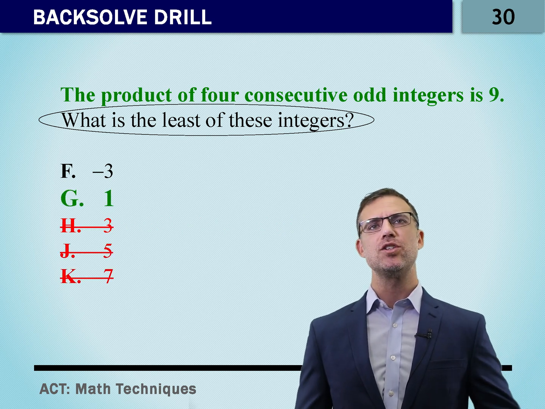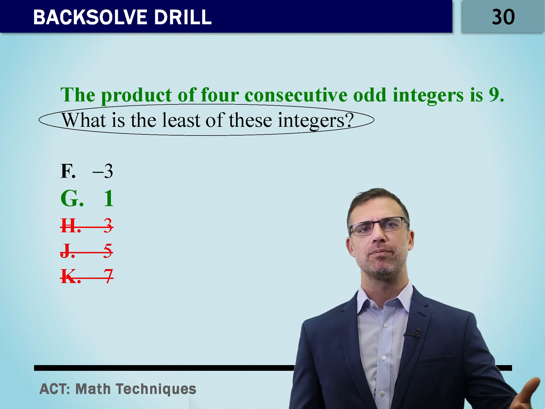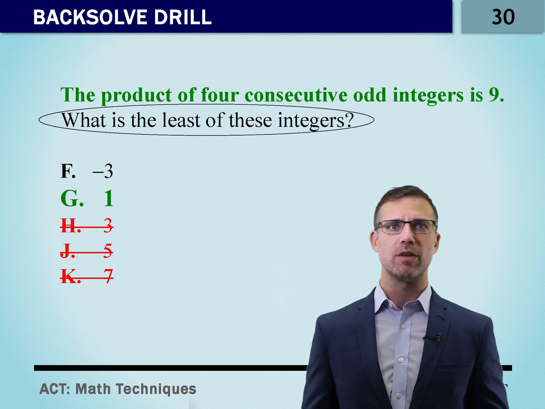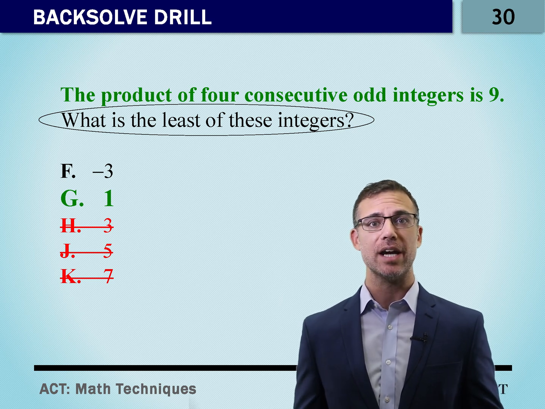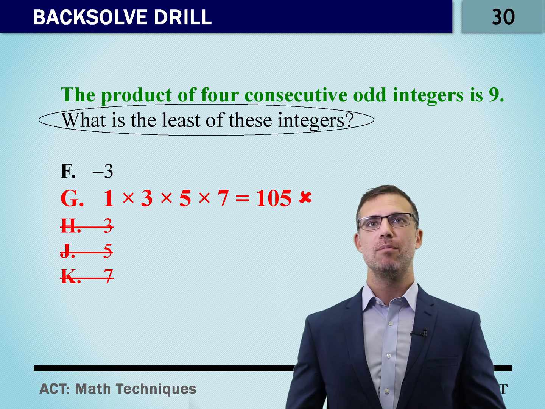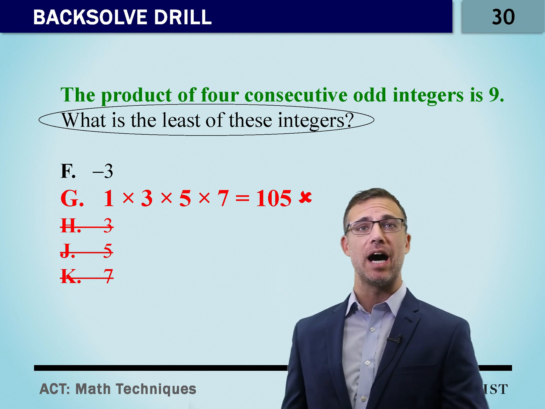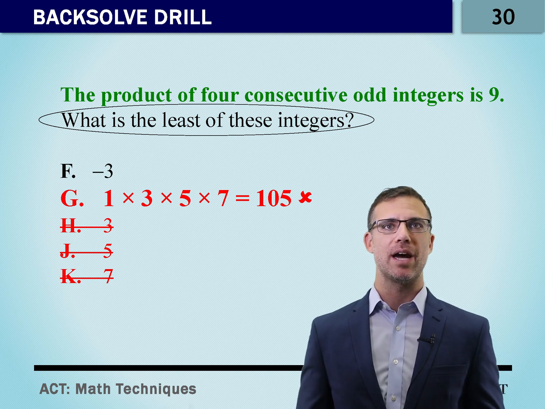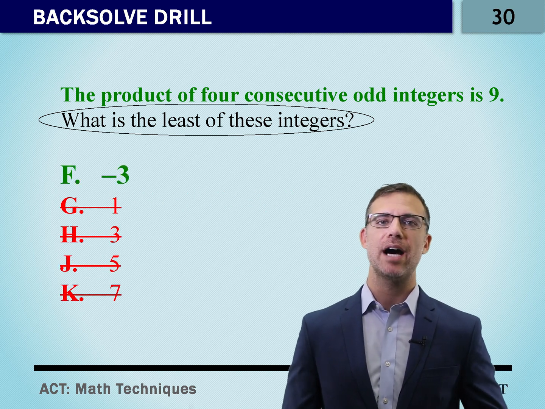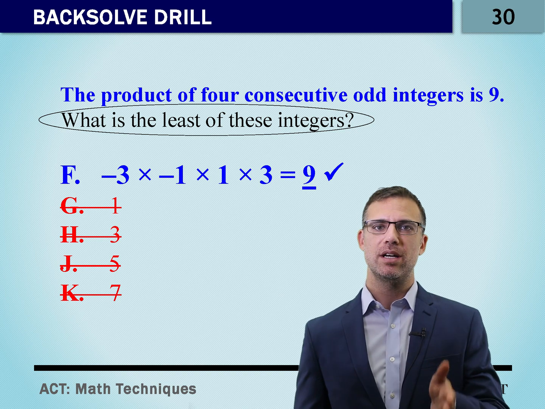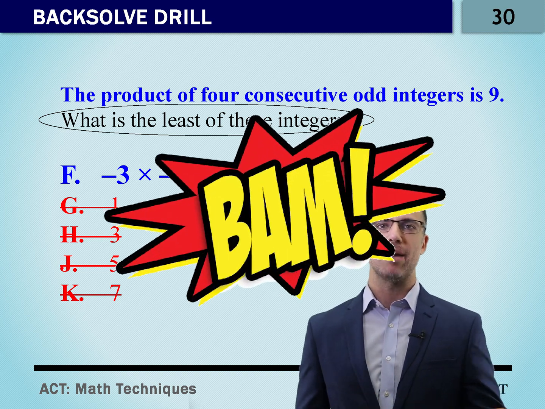So we can get rid of h, j, and k and go test g. 1, that's going to be the first of our 4 consecutive odd integers. What's next? 3, 5, and 7. That multiplies to, yup, way too high, way higher than 9. So right away, our answer must be f, -3. And if we want to test it out, it's -3 times -1 times 1 times 3, bam, we get 9.